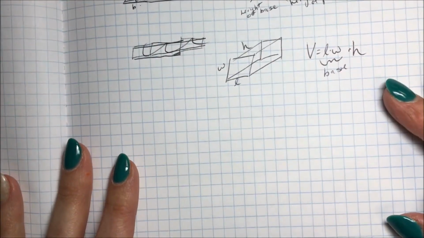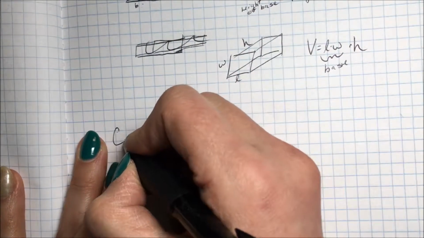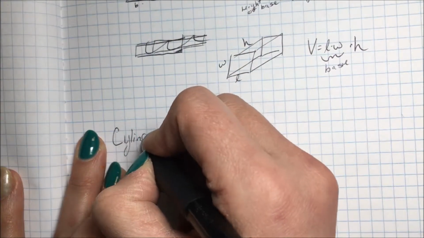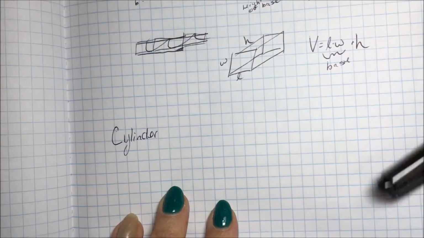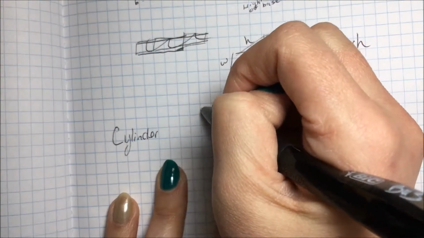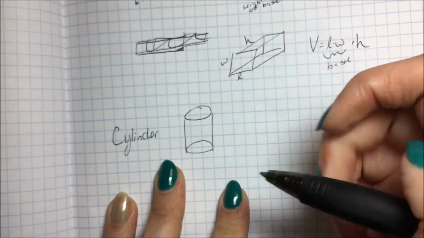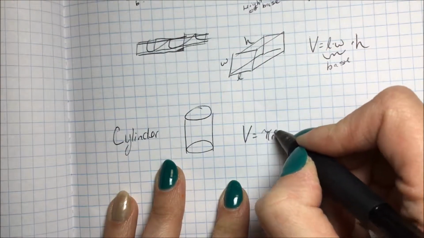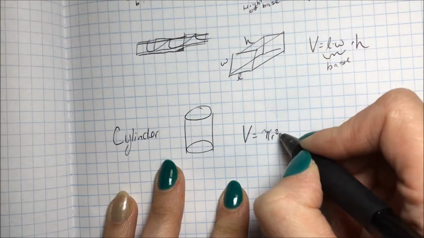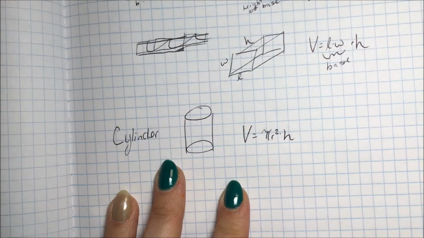Okay, the next thing we need to talk about is a cylinder. And a cylinder is a special type of prism. It's a prism with a circular base. Prism, not prison. Okay, so the volume of a cylinder is the area of the base, which is a circle, times the height.